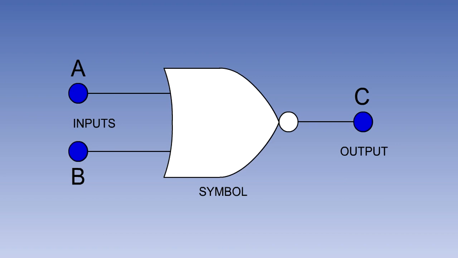Here is the symbol for a NOT OR or NOR gate. Like the NAND gate, this is the same as an OR gate, but with a circle added on the output. The NOR gate is an OR gate with an inverted output. This results in a gate where if one or more inputs is 1, the output will be 0.